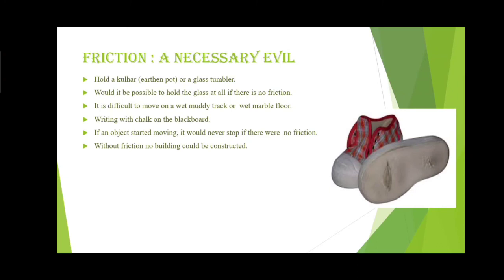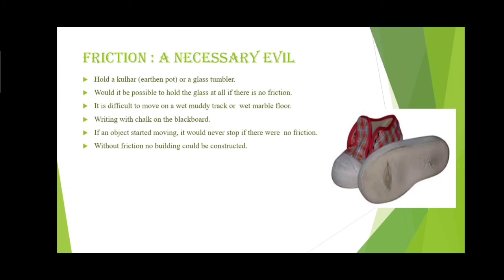It is difficult to move on a wet muddy track or a wet marble floor. Imagine if you walk on a wet muddy track or wet marble floor, it is difficult to walk at all if there were no friction. The next example is writing with chalk on a blackboard. On a rough surface, rubbing leaves some chalk particles which stick to the blackboard. On a smooth surface, no chalk particles would stick.